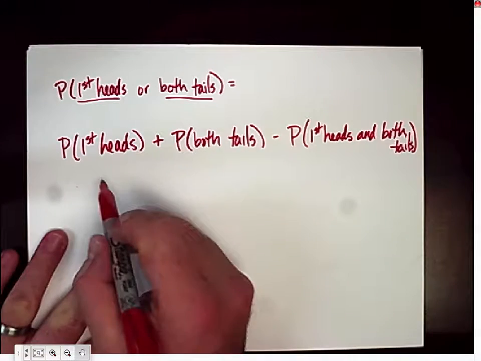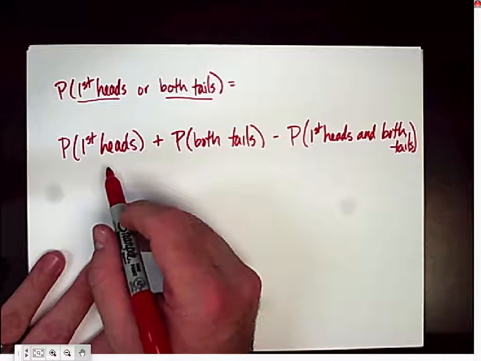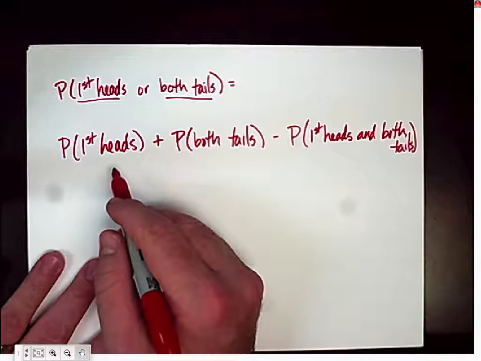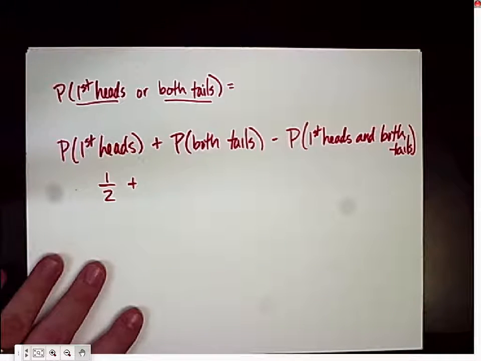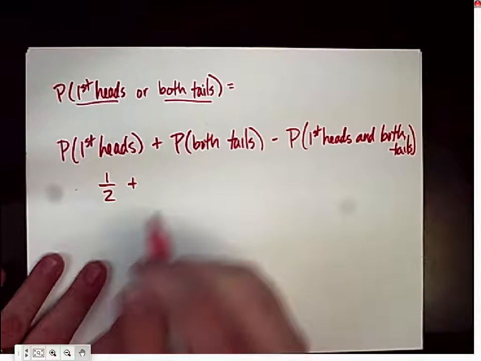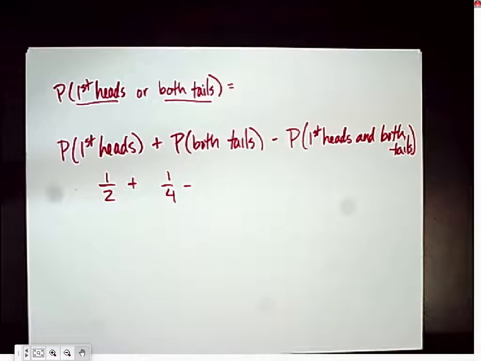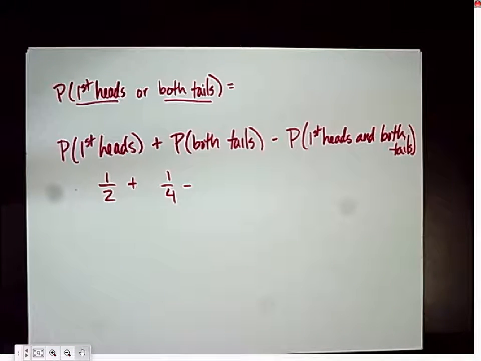So what's the probability that the first is heads? 1/2. Plus, what's the probability that both are tails? 1/4. Minus, what's the probability that the first one is heads and both are tails? 0. Right? If the first one is heads, then they can't both be tails, right?